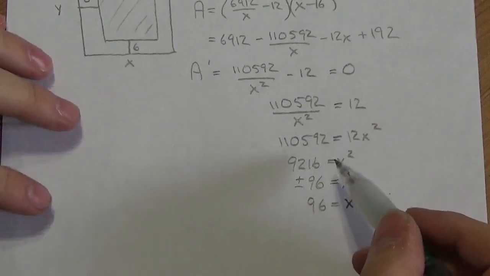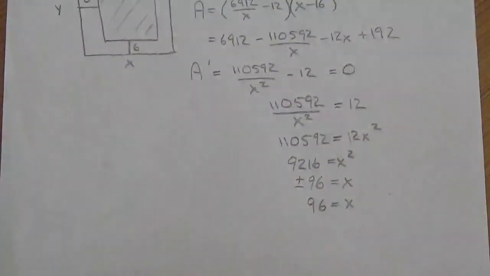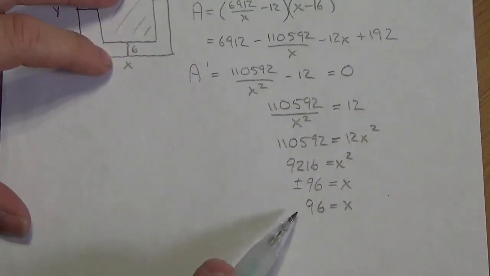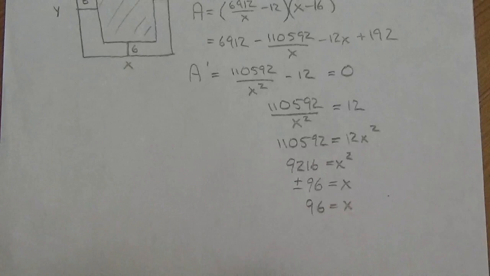And granted, I know you're thinking, oh, come on, it's just positive 96. Yeah, but if you separate the context from this, it could have been positive or negative. It's only the context that actually forces you to grab that positive 96. Okay, so find the dimensions of the poster paper that maximize the printing area.